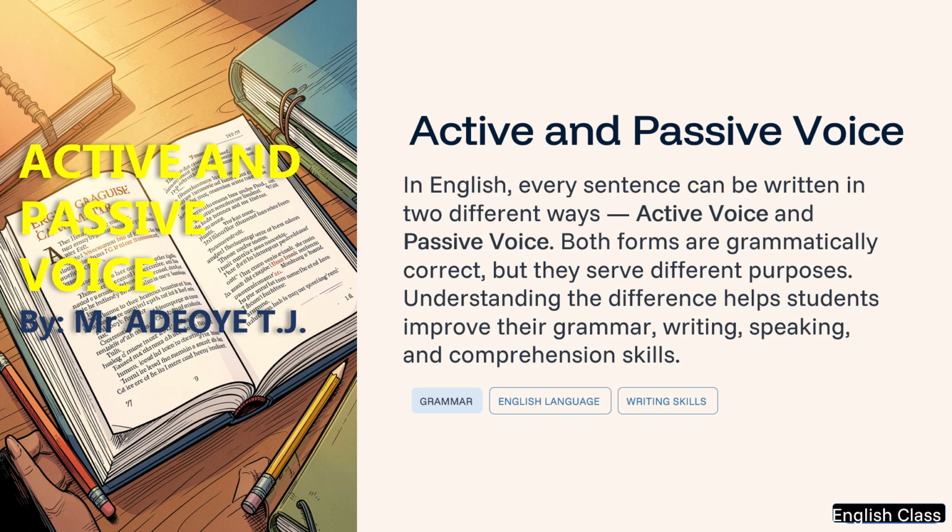Active and passive voice. In English, every sentence can be written in two different ways. Okay, we have the active voice and passive voice. Both forms are grammatically correct, but they serve different purposes. Understanding the difference helps students improve their grammar, writing, speaking, and comprehension skills.